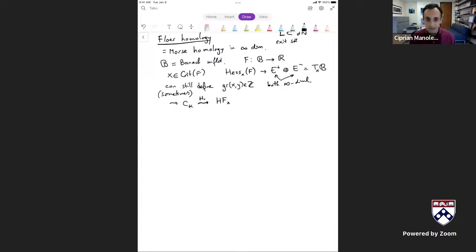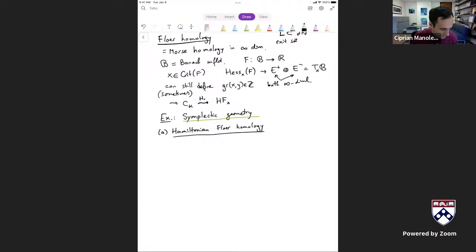Okay, in good cases, not always, but sometimes. So this is used, there are many versions of Floer homology. It's used in two different areas of mathematics. The first one is symplectic geometry. In symplectic geometry, we have, for example, Hamiltonian Floer homology. This was the first one that was developed by Floer.